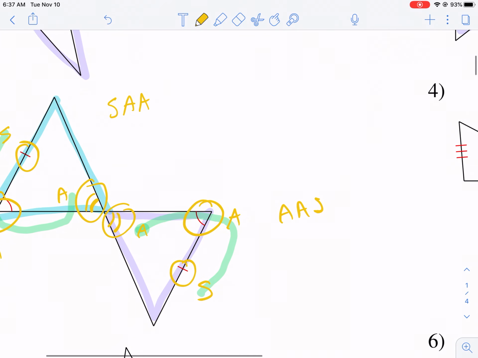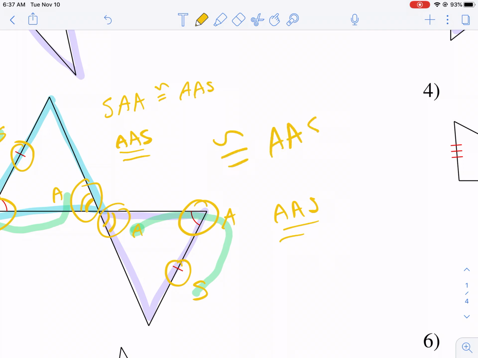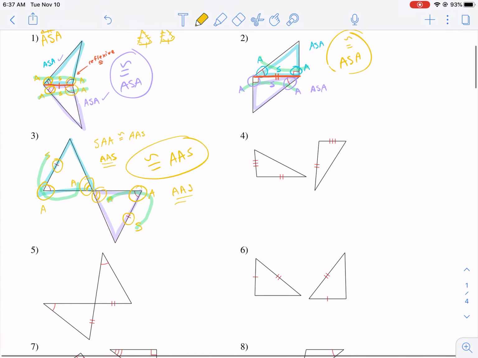So your first instinct may be to say, oh, they're not congruent. But guess what? You can rewrite SAA as AAS, and now they match. AAS and SAA are the same thing, okay? So in this case, both these triangles are congruent because of AAS or SAA, however you want to say it.